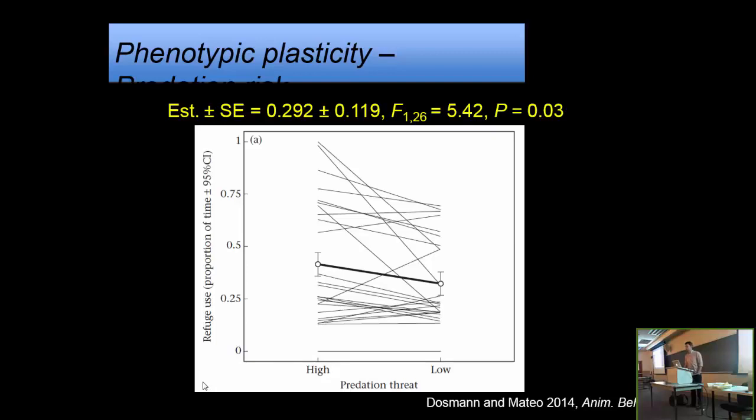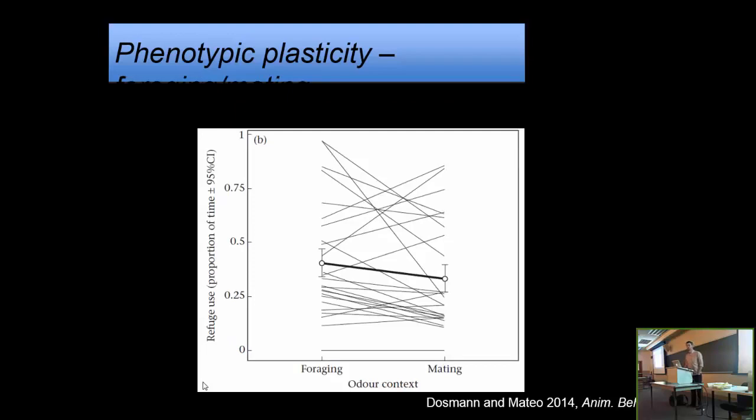Looking at the other environmental variable just by itself, comparing how their anti-predator behavior, their refuge use in a foraging context versus a mating context, you see that there's a significant fixed effect, but once again, very substantial between-individual differences, showing personality in this trait.